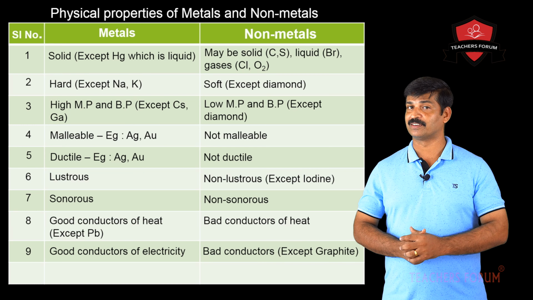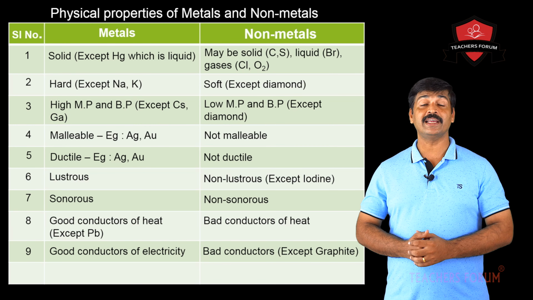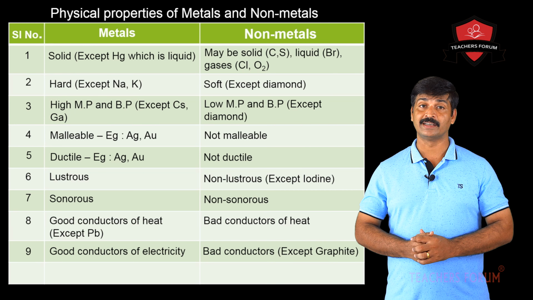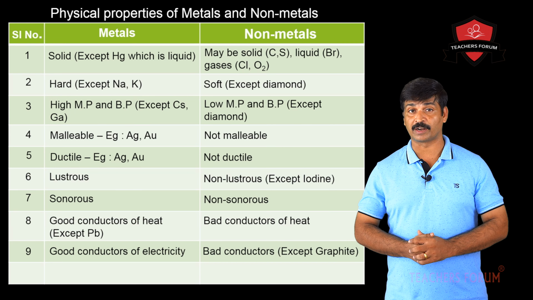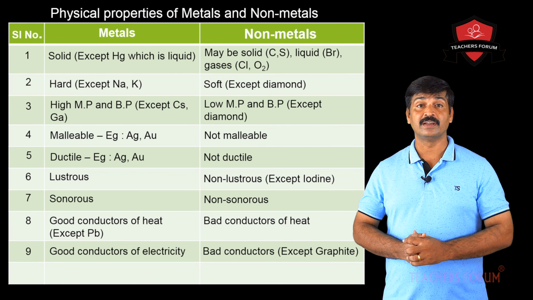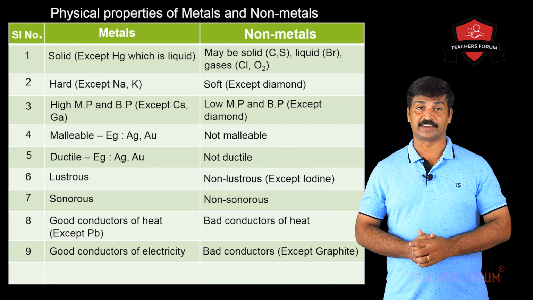But there is one exception, graphite, the allotropic form of carbon. I told you carbon exists in two forms. One is graphite, the other is diamond. I told you that. They are known as allotropic forms of carbon. So here, graphite, an allotropic form of carbon, which is a non-metal, but it is a good conductor of electricity.